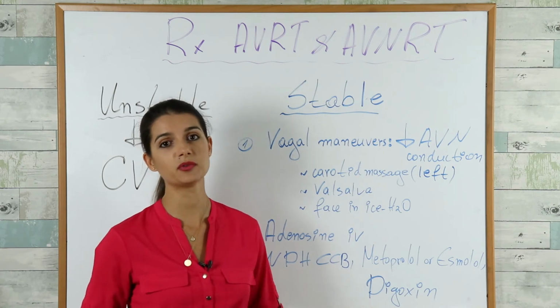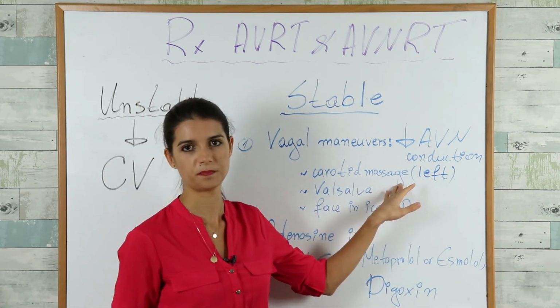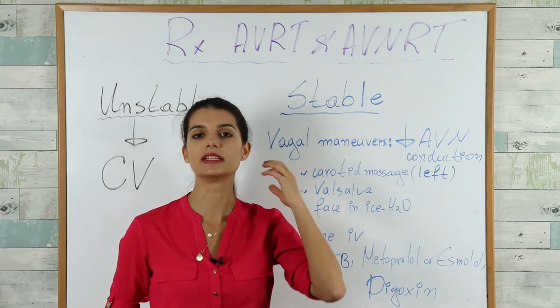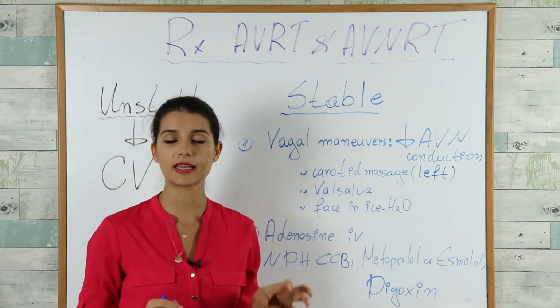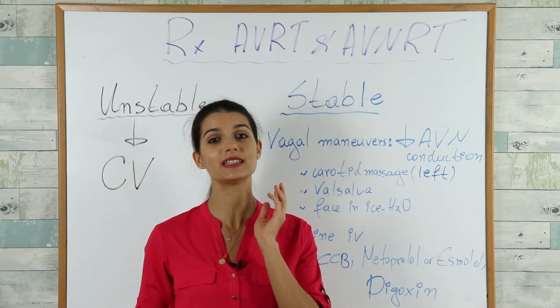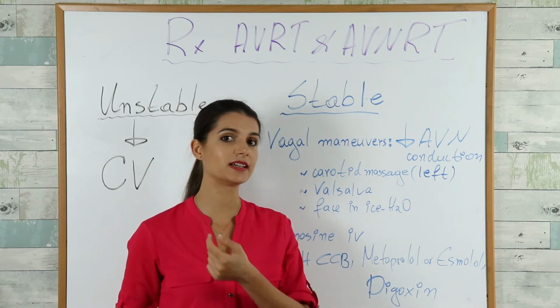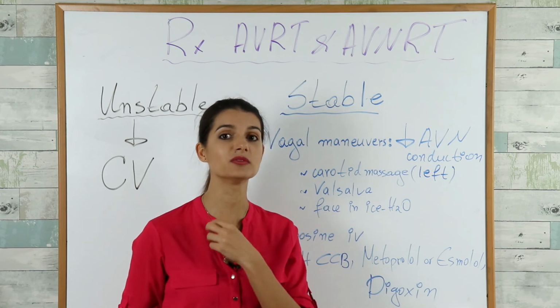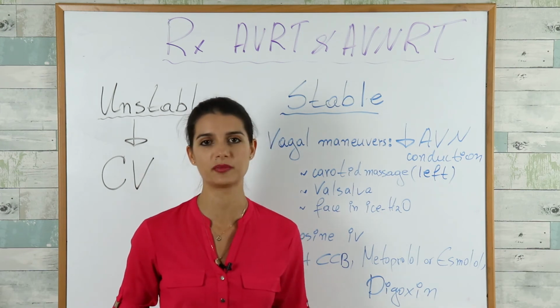And the first vagal maneuver you can try is the carotid massage. Now the vagus nerve on the left side here has more effect on the AV node. That's why you want to start the massage on the left side first, whereas the right vagal nerve has more effect on the sinoatrial node, just for your information.